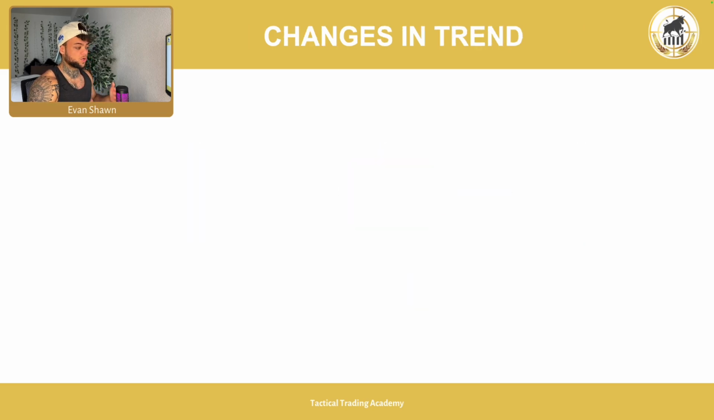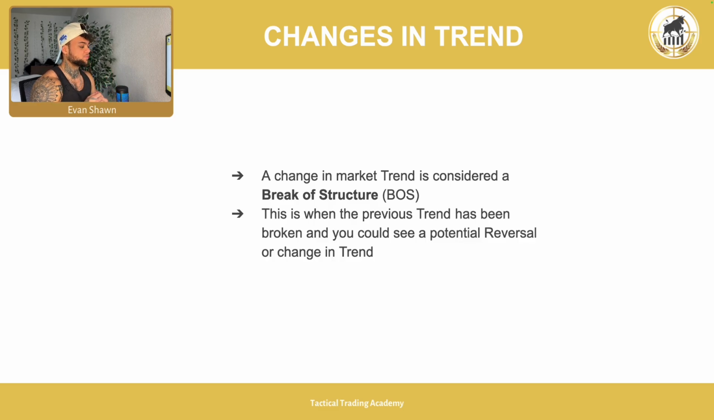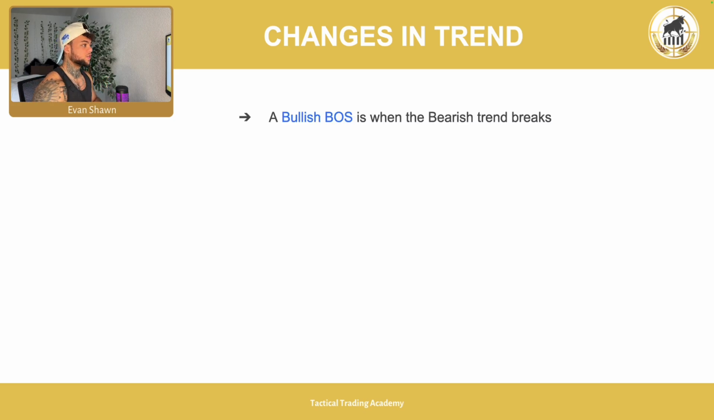Now obviously when we have a bearish trend, a bullish trend, and consolidating markets, there will be times where we have a trend change, because we can change from a bearish trend to a bullish trend and vice versa as well. So how to identify that is with the break of structure. A change in the market is considered a break of structure, or BOS. This is when the previous trend has been broken and you can see a potential reversal or a change in trend. And here's a quick example of a bullish break of structure when a bearish trend breaks.